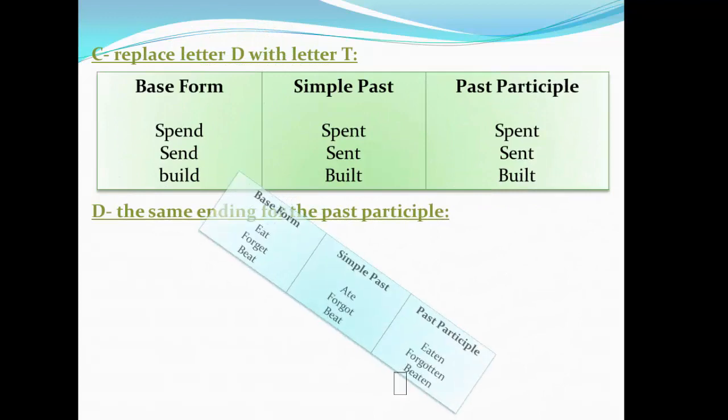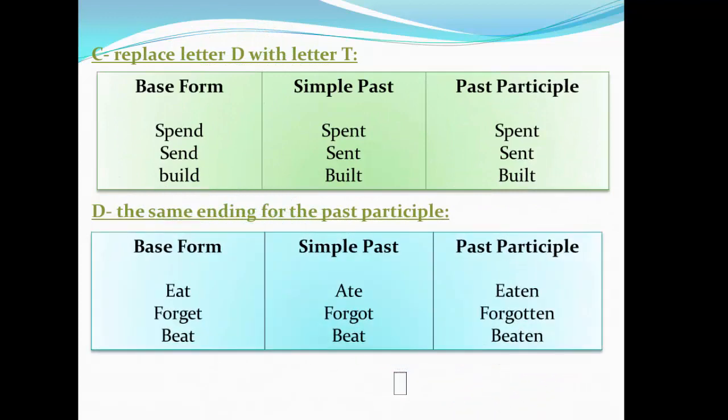We have some verbs where we have to replace the letter D with T. Ends with the letter D, but we have to change it. يعني نغير الحرف الأخير الذي ينتهي به هو حرف D إلى T. Like spend. Spend يعني يقضي. I spent my holiday in London. Spent becomes in the simple past spent and spent also in the past participle.